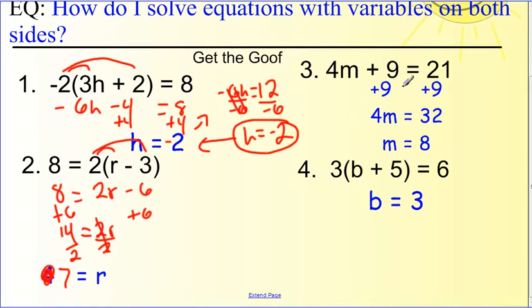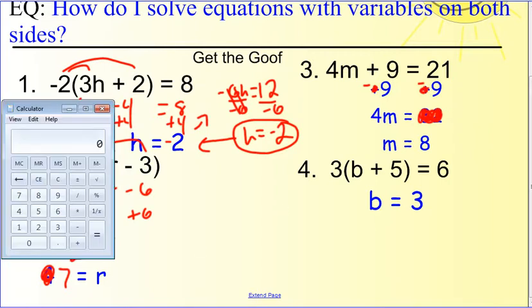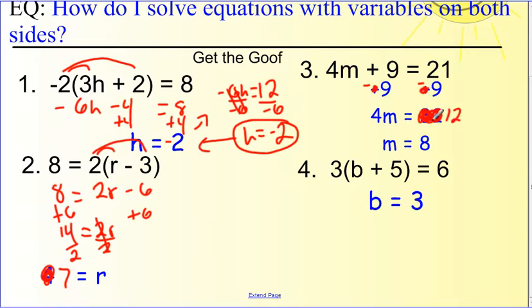Number 3, we even got some work in number 3. Their first step they try to do is plus 9. No, the way you get rid of a plus 9 is with a minus 9. So then 21 minus 9 is not going to be 32. 21 minus 9, oh man, it's early in the morning. 21 minus 9 equals, there we go, 12. And then we divide by 4 on both sides. These cancel. M equals 12 divided by 4 is 3.